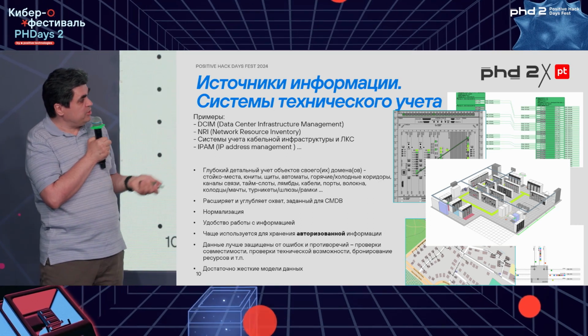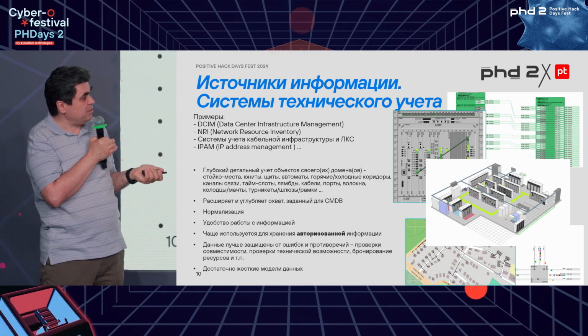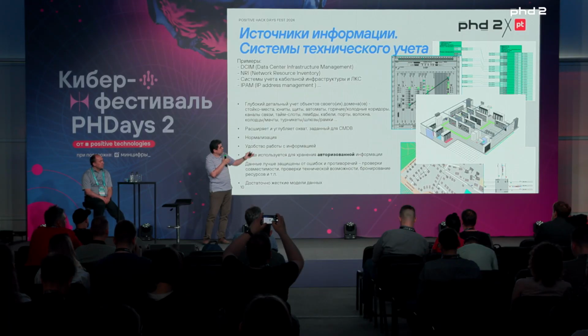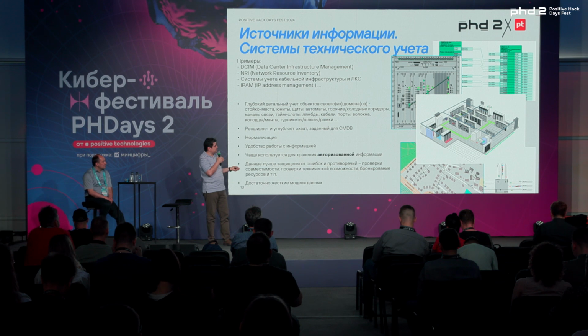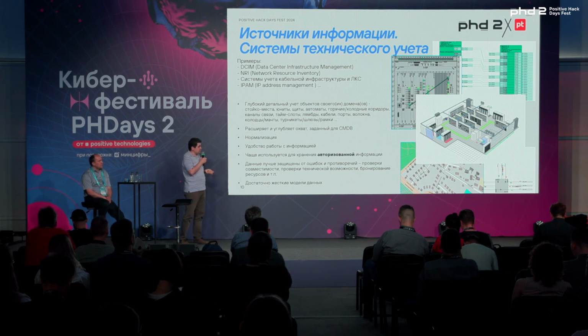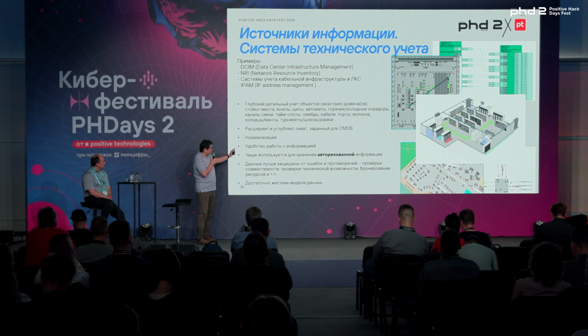Information in such systems tends to be much more detailed, and it's usually visualized differently so that operators can use it. So, for example, you can add new boards or new pieces of equipment from the front side of the rack, and this is something you simply cannot do in other systems.